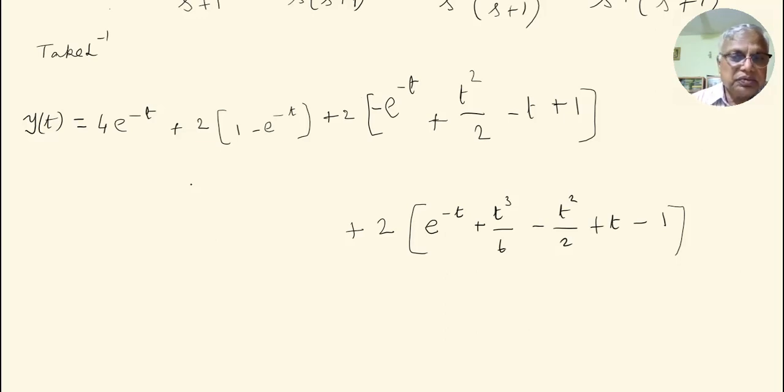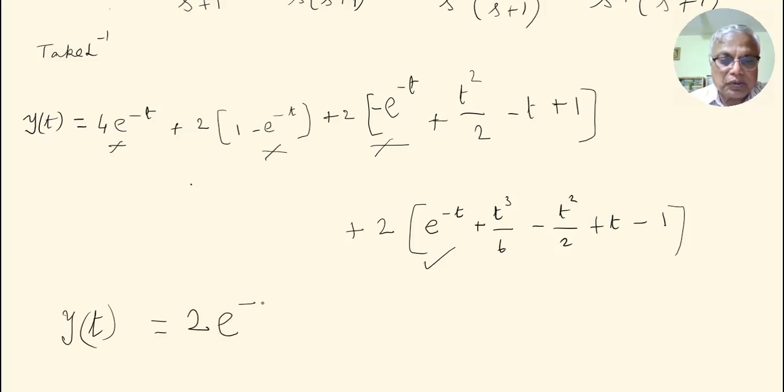First let us take e power term. We have this 4 into e power minus t, minus 2 into e power minus t, again minus 2 into e power minus t. So these three terms cancel out. So you're left with only this e power minus t. Next, if you take t cube terms, you have only one t cube term here. So that will be 2 into t cube by 6, that will be t cube by 3.